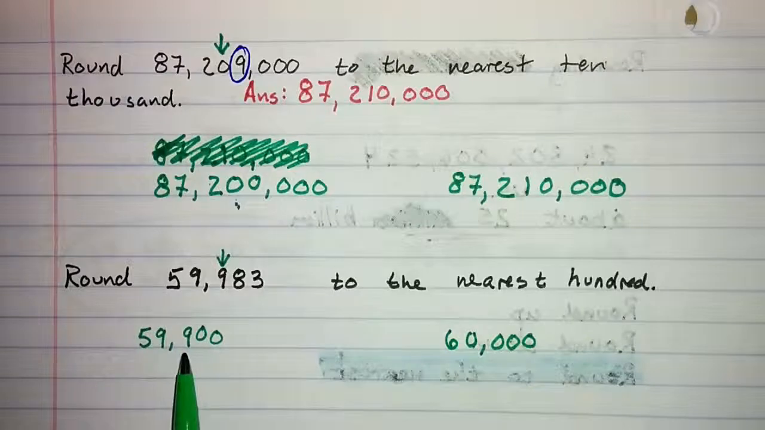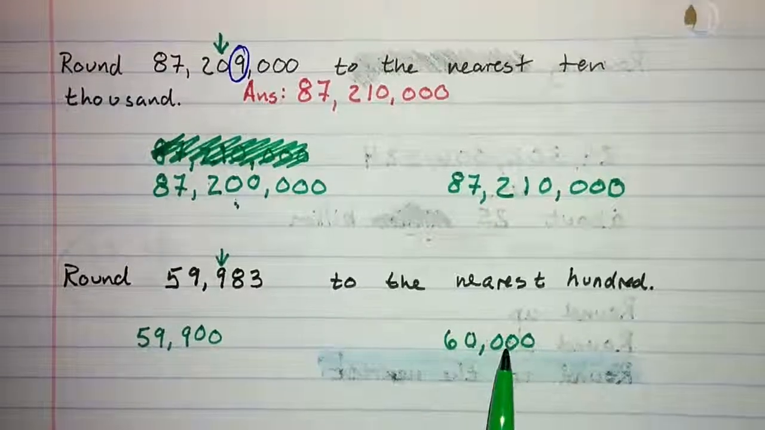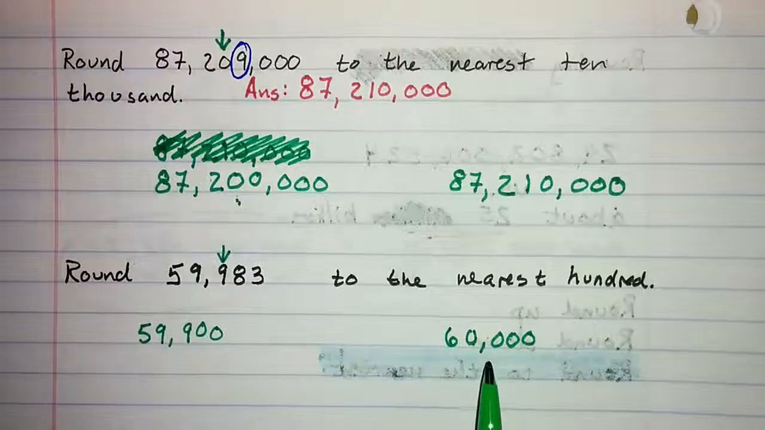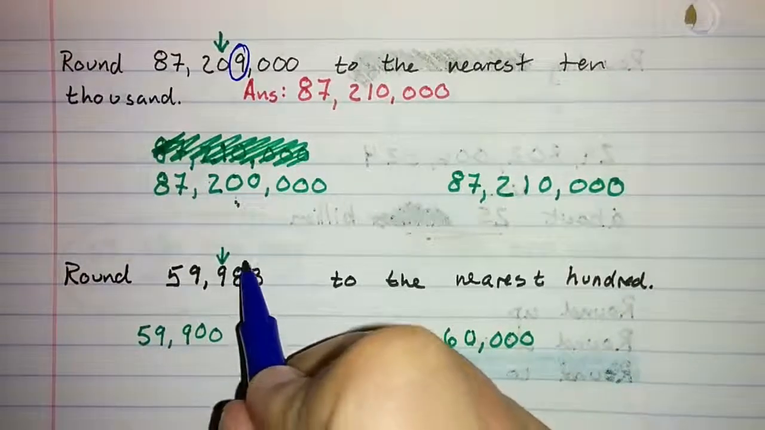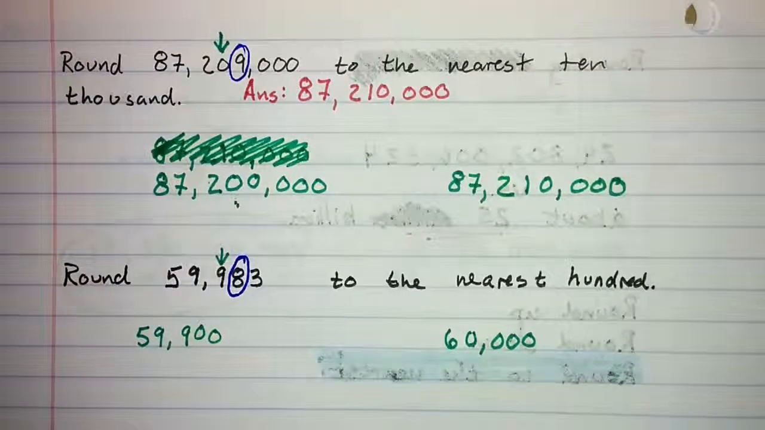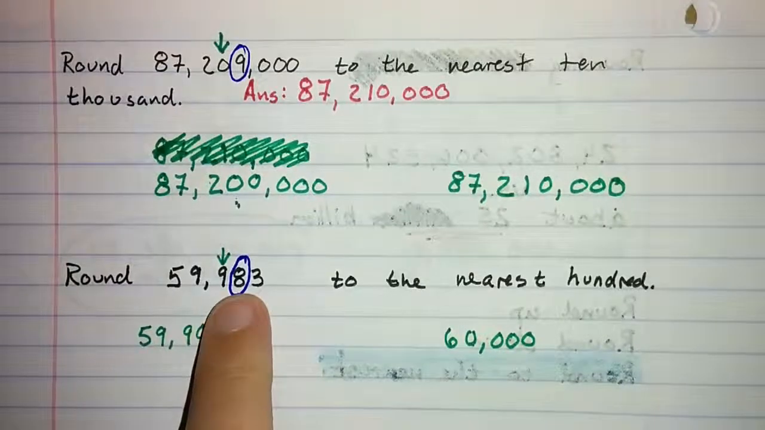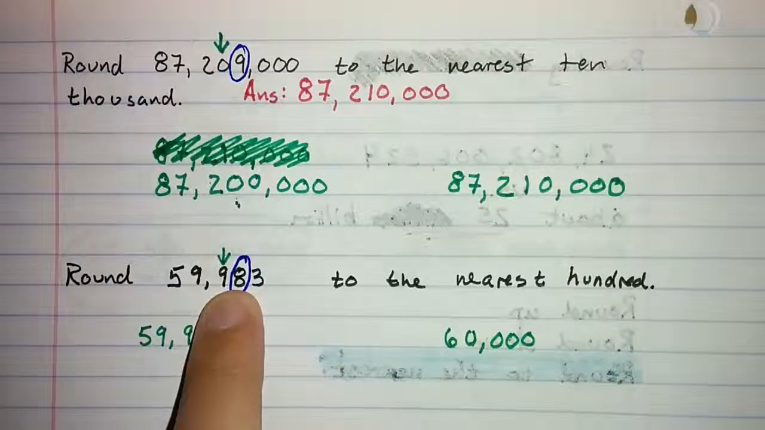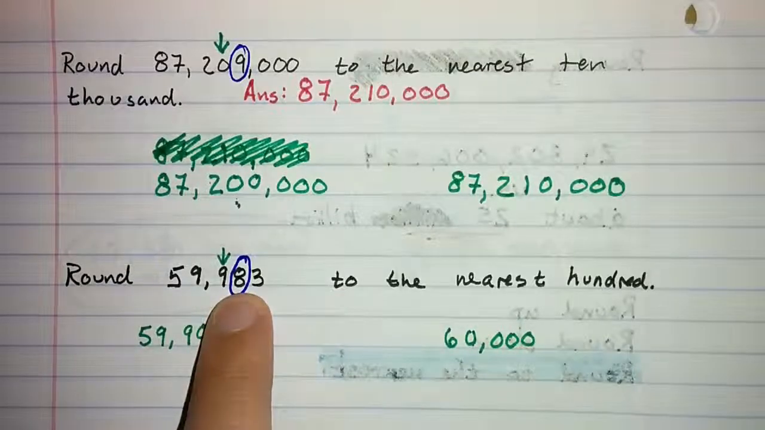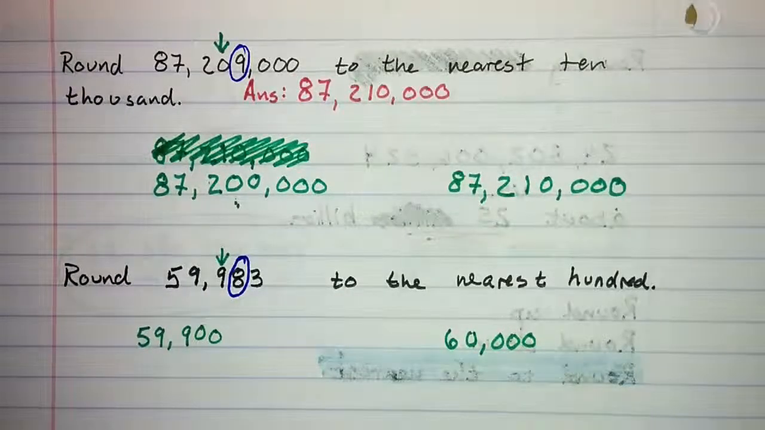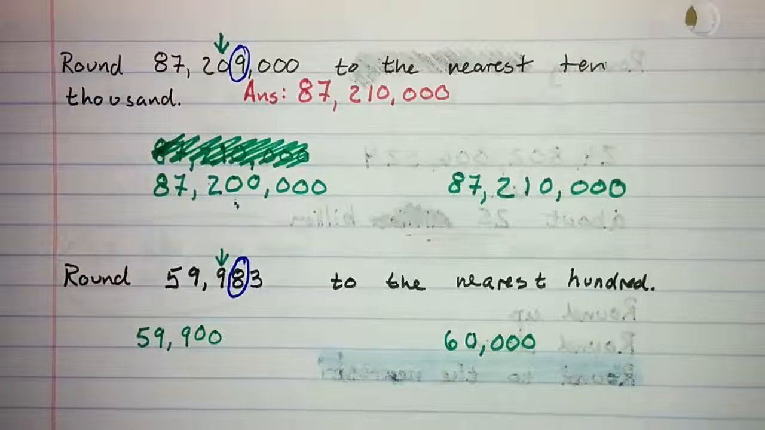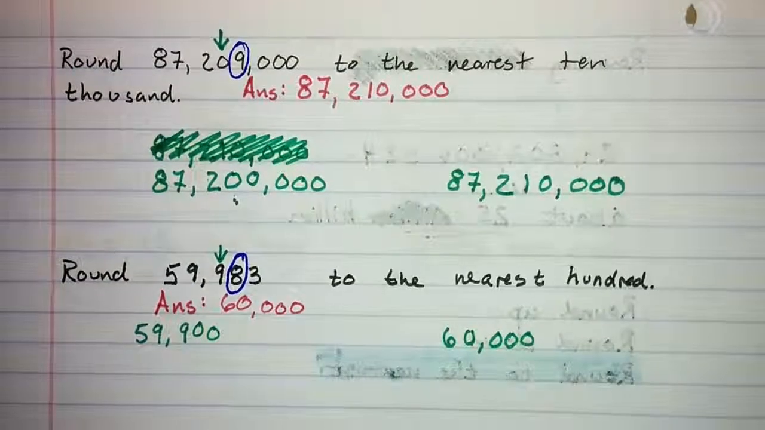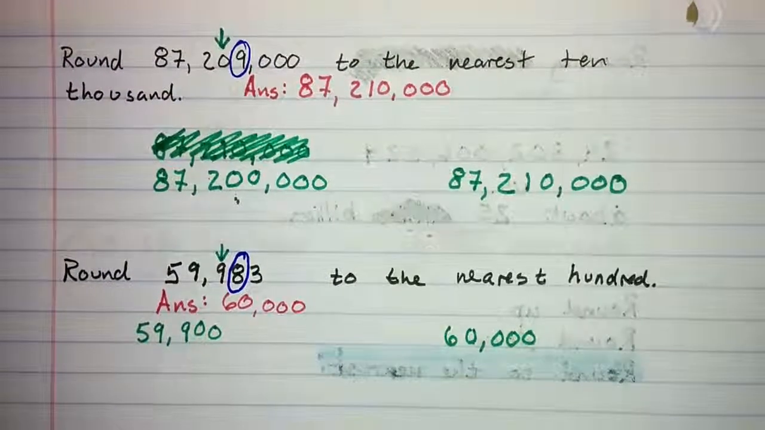If we round down, we'll get 59,900. If we round up, we'll get 60,000. How do we decide which one to do? Well, again, we look at this next digit. Bigger or smaller than 5? Well, it's bigger than 5. This is an 8. So again, this is closer to 60,000 than it is to 59,900. Our answer is 60,000. I'm going to have you try one more.